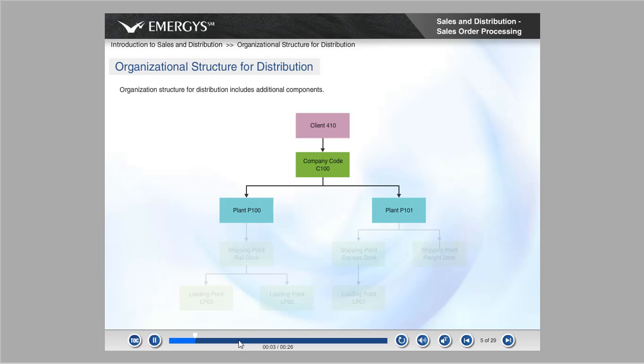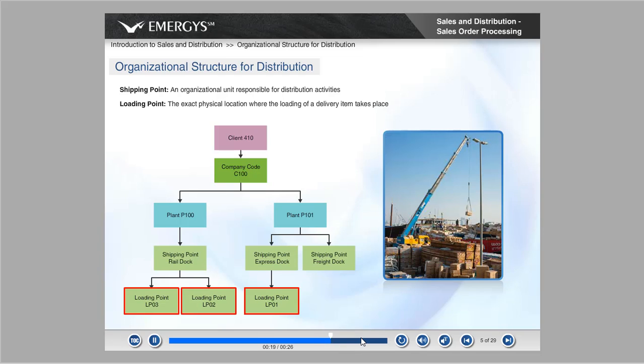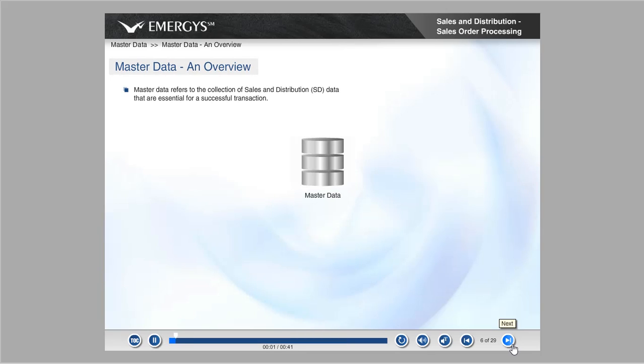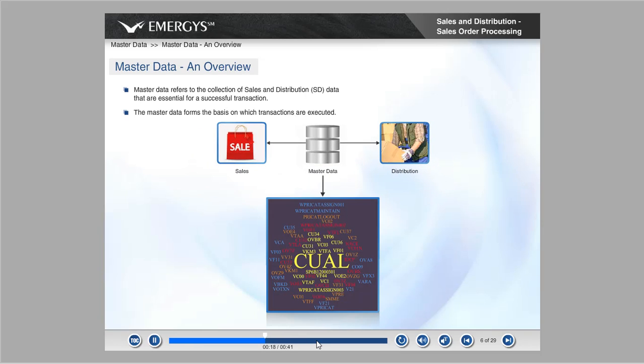Master data refers to the collection of sales and distribution (SD) data on which transactions are executed. There are 5 types of master data. They are: customer master data. Let's look at each of these master data in detail.